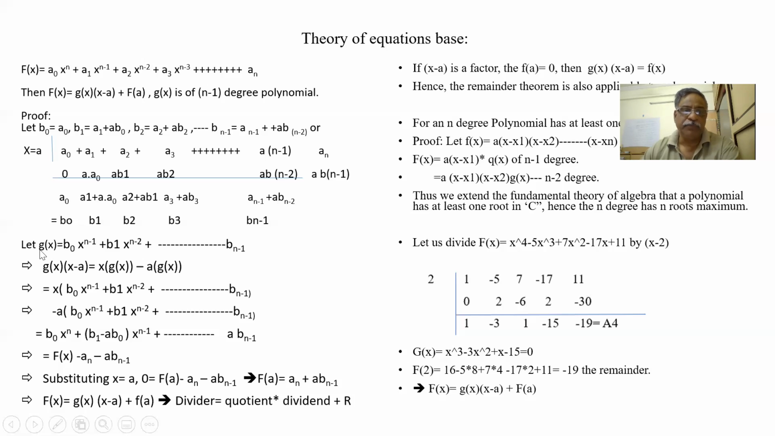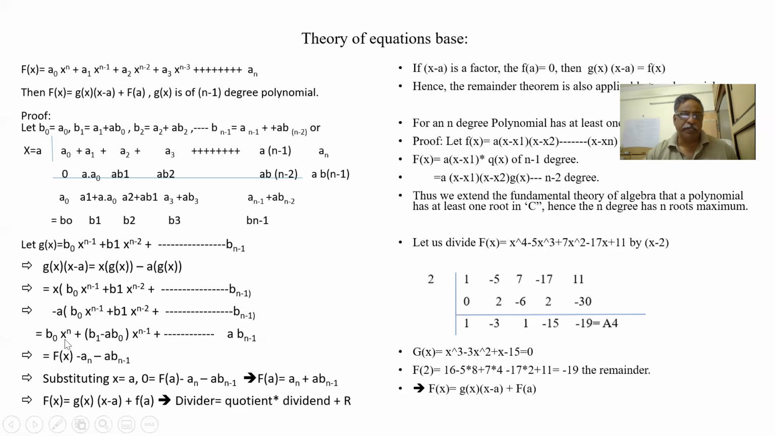Now I am putting g of x. This is b0, b1, b2 up to b n minus 1, which is g of x, and this is the remainder. Whatever balance is left is the remainder. Suppose we take g of x into x minus a. This is g of x, this is x minus a, so I am multiplying these two: x into g of x minus a into g of x. So x into b0, b1 up to b n minus 1, minus a into b0, b1 up to b n minus 1. If you take the common terms, here x into x to the power of n minus 1 is x to the n.